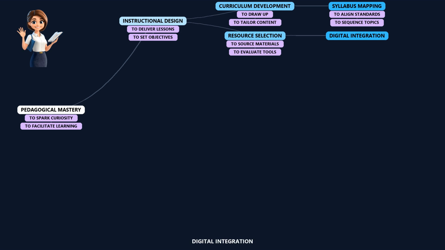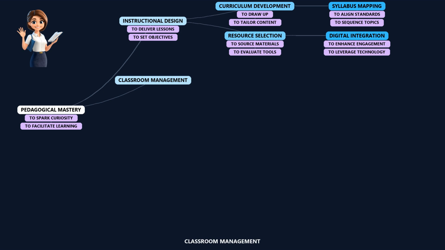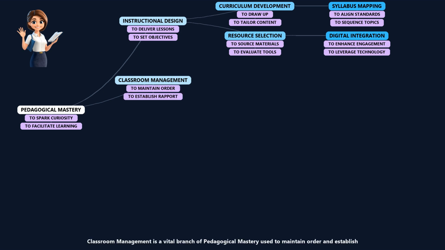Digital integration. Through better digital integration, resource selection helps to enhance engagement and leverage technology to make learning fun. In other words, we are making students interested and using computers to help them learn. Classroom management. Classroom management is a vital branch of pedagogical mastery used to maintain order and establish rapport with every pupil. Basically, we are keeping the room quiet and building a friendly connection with the children.